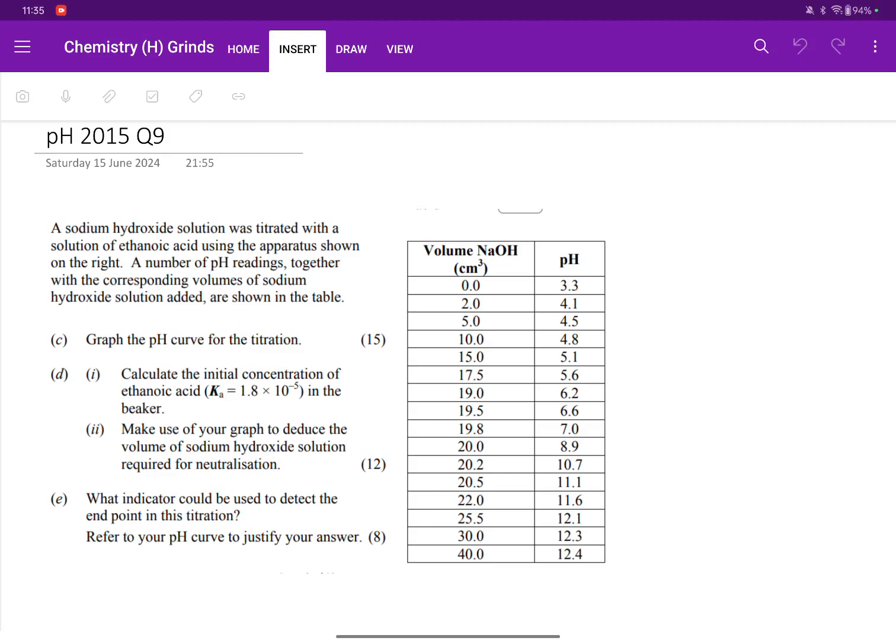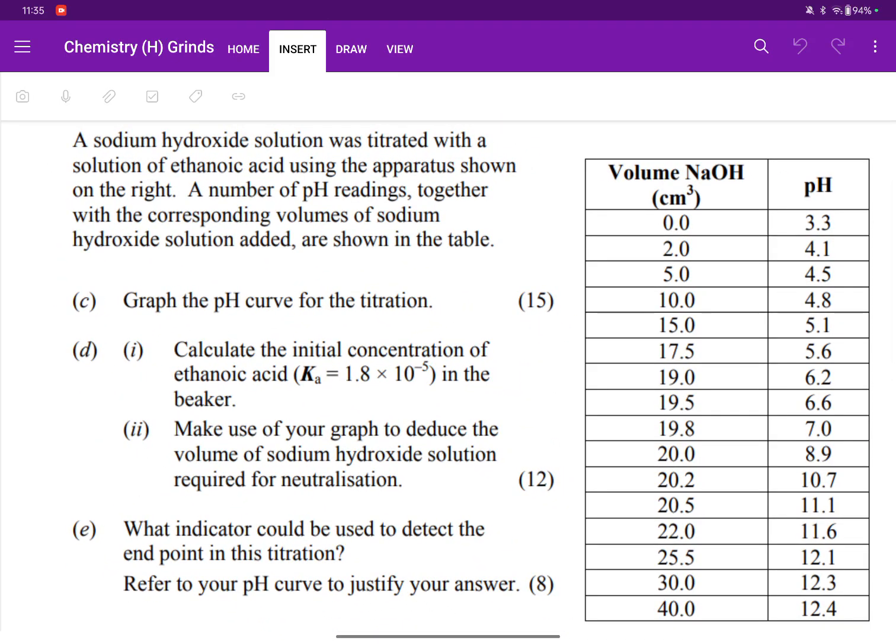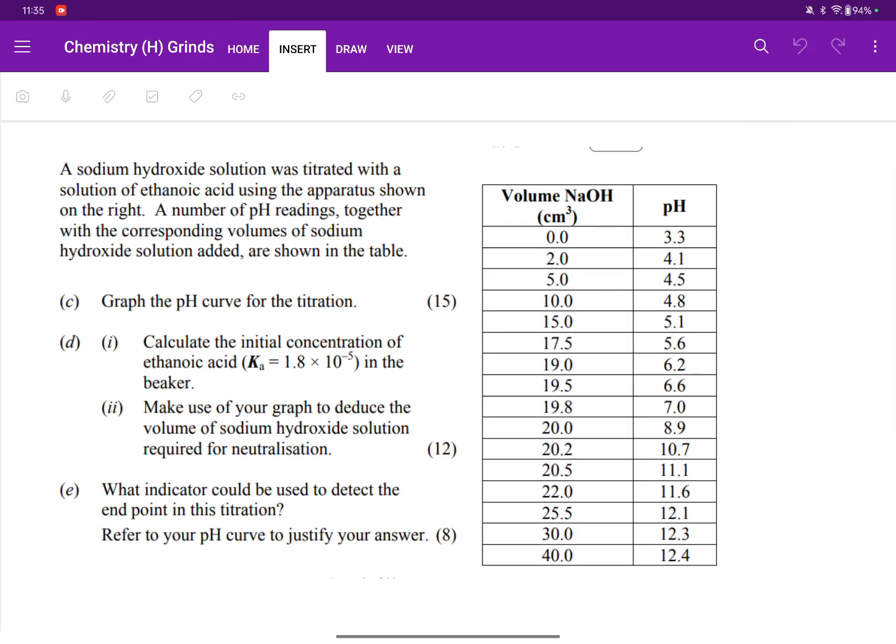Alright, this is a response to another question I got on TikTok asking me to do D part 1 from question 9 at the 2015 paper. And this question is based on pH, and in particular in this part we're dealing with Ka values, and this is actually quite a difficult question, so it's very good that I was asked to do this.